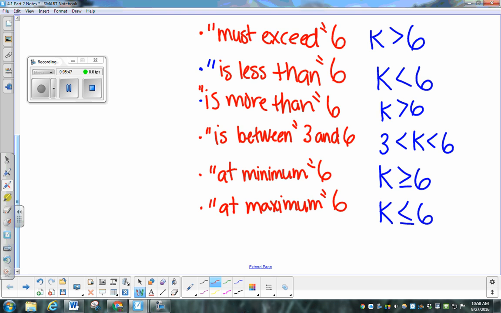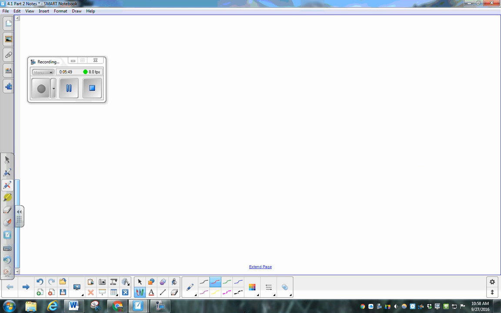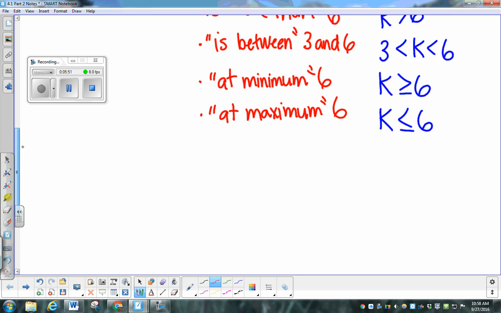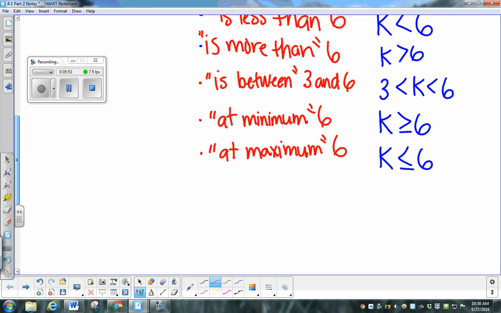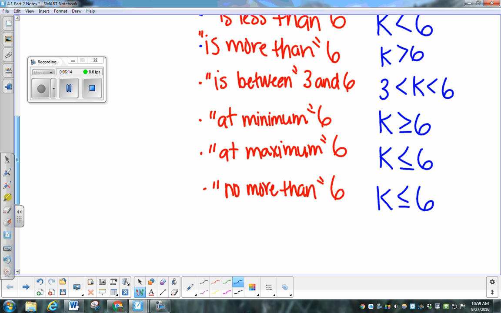We have 2 more phrases to do. Our second to last one is no more than. So if I said K is no more than 6, that means K has to be less than 6. But if I just say it's not any more than 6, it could be 6, it's just not any more than 6. So K is less than or equal to 6 is the symbol for that one.